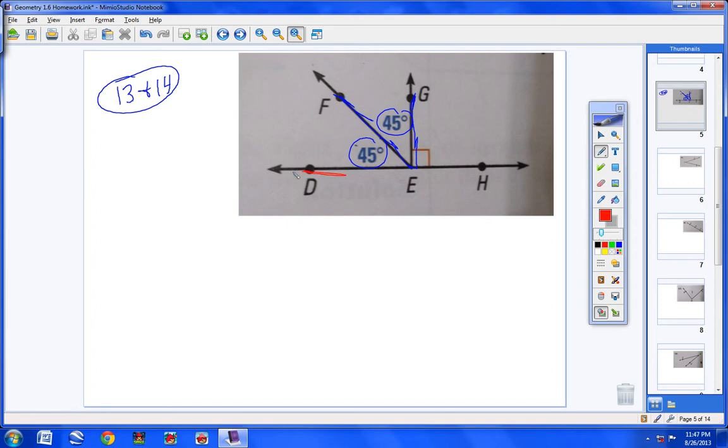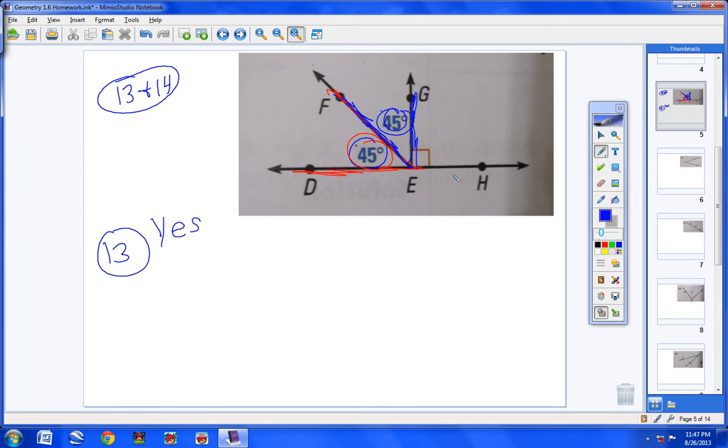They said angle DEF, which is this angle, and then they said angle FEG, which is this angle. So the answer is yes to number 13. They are congruent angles. Now, number 14, DEF and HEG.